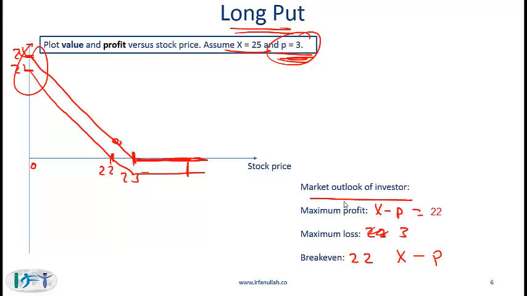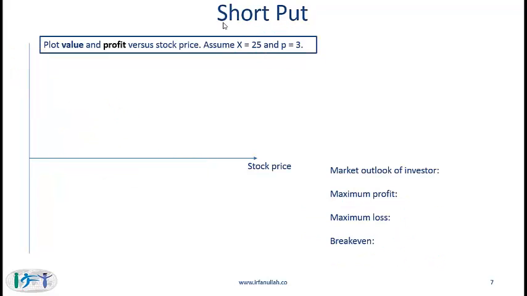Market outlook of investor. It makes sense to get into a long position if we expect the stock price to fall. Notice that as the stock price falls, the profit increases. Next we come to the short put position. This is where we sell a put for $3. Again, we are assuming a strike price of 25.